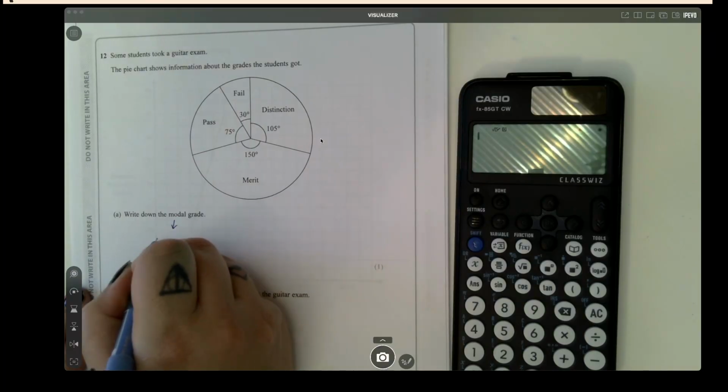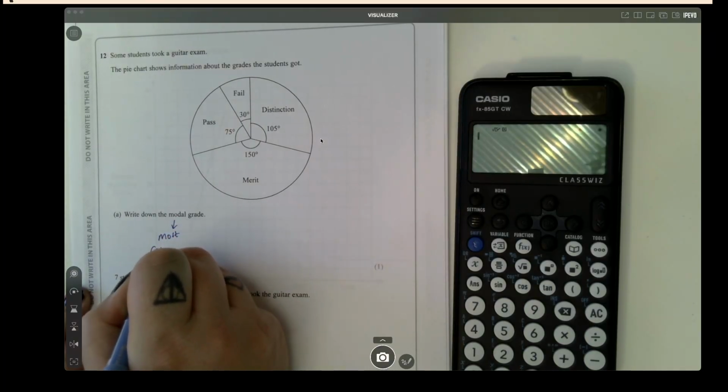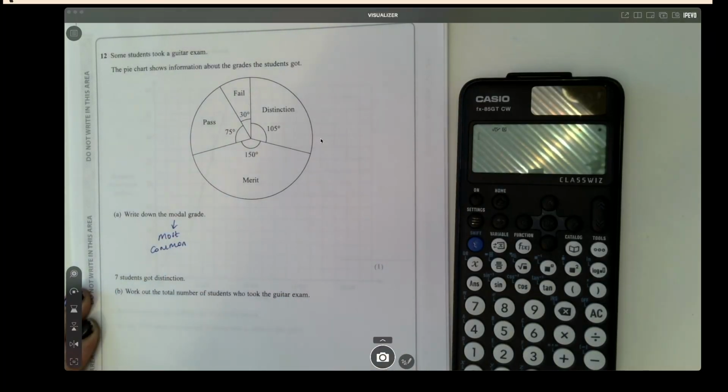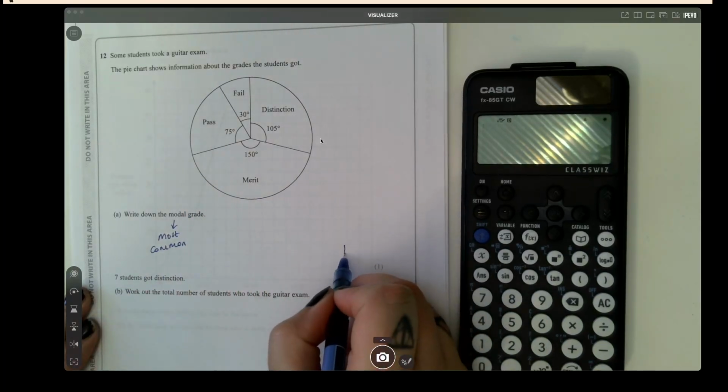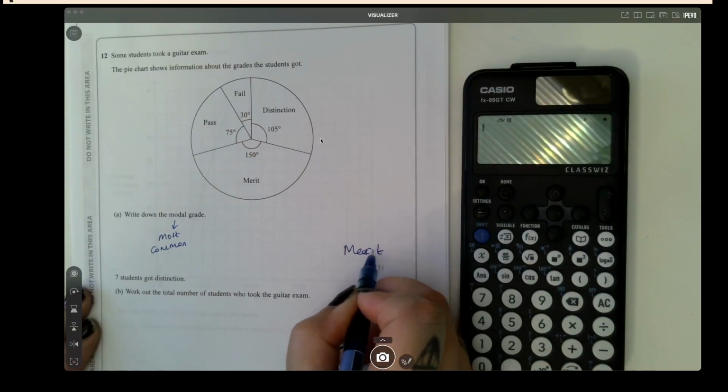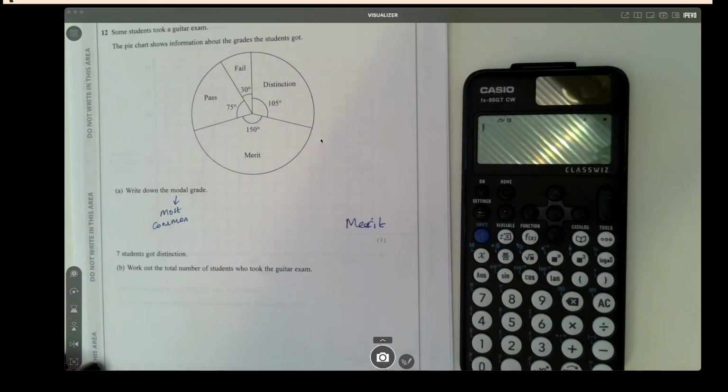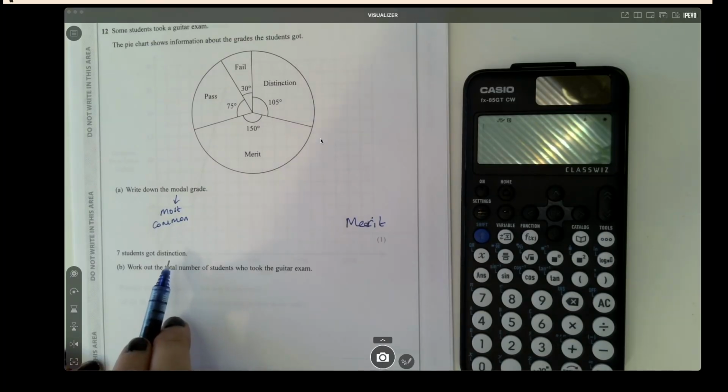So the mode is the most common. So modal is most common. So we're looking for the biggest section of the pie chart. The biggest section of the pie chart is merit. So that is the modal grade. 7 students got a distinction.